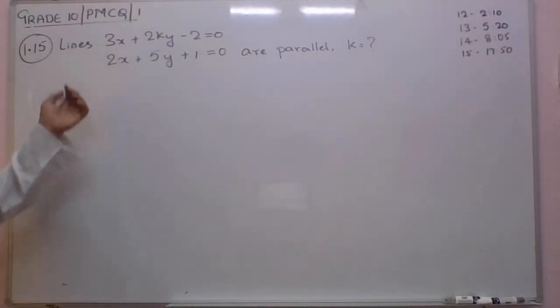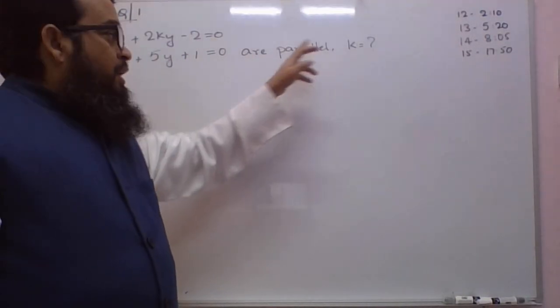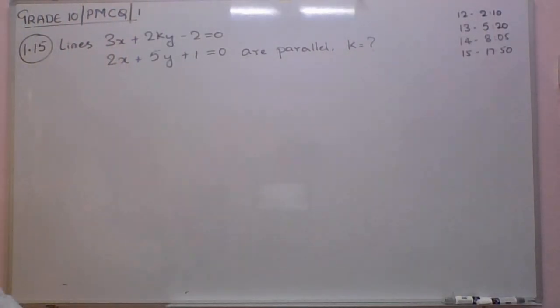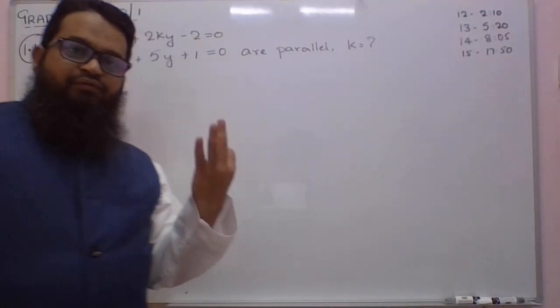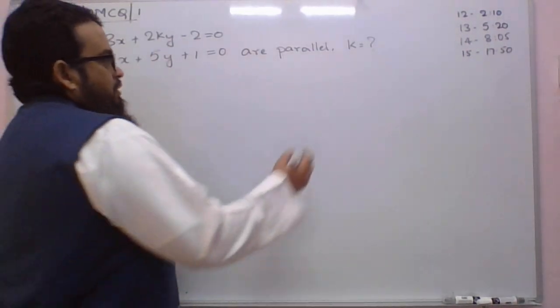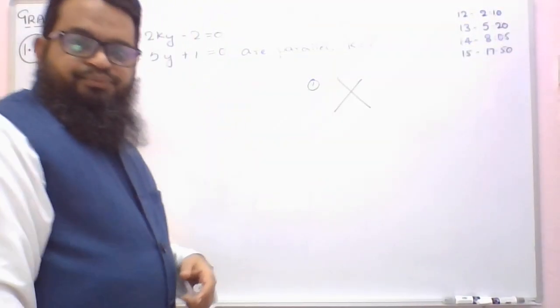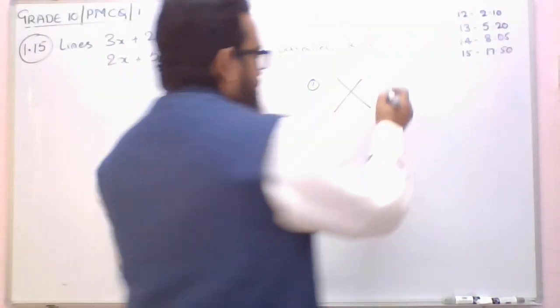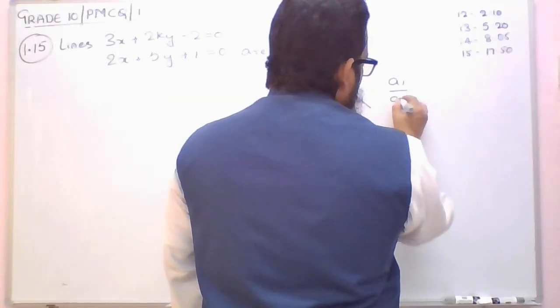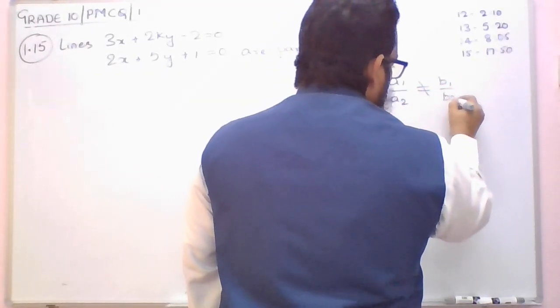See, the 15th question, 2 lines are given and they are parallel. And you have to find the value of k. So how many cases do you have? You have 3 situations, right? What is the first situation? The first situation is 2 lines intersecting each other. So if 2 lines intersect each other, A1 by A2 is not equal to B1 by B2, right?